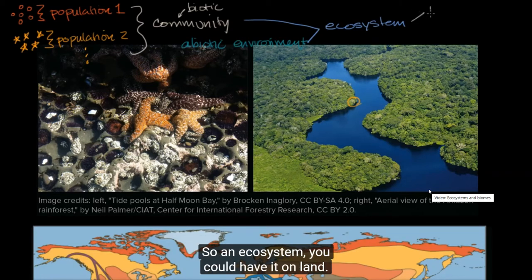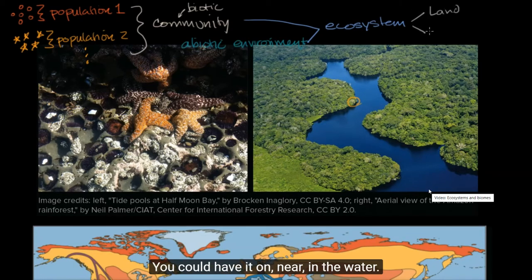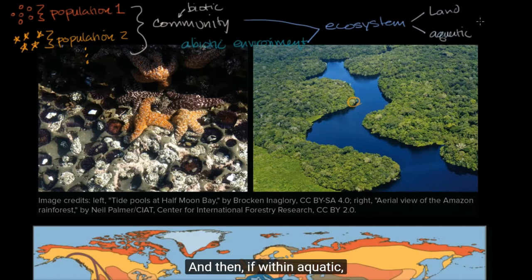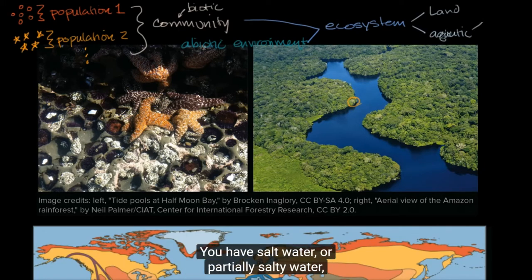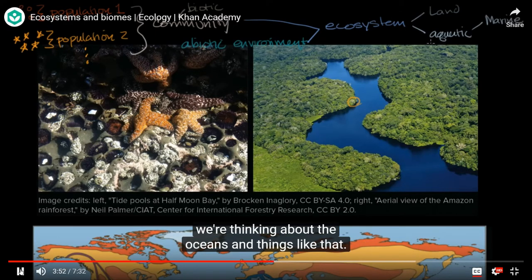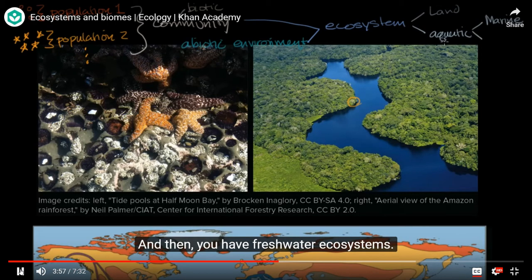So an ecosystem, you could have it on land, you could have it in the water, so we could say it's aquatic. And then even within aquatic, you can have ones that have salt water or partially salty water, and these are called marine. And the main marine ecosystem, we're thinking about the oceans and things like that. And then you have freshwater ecosystems, like if you are in the upper Amazon, that is fresh water that is flowing. So we could say fresh.